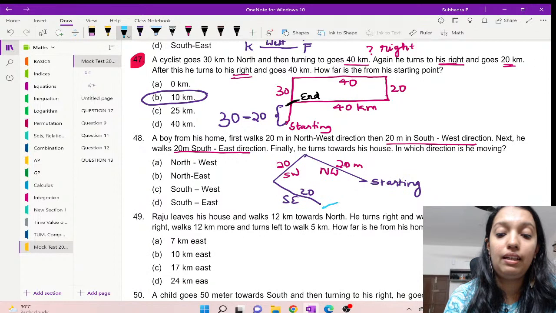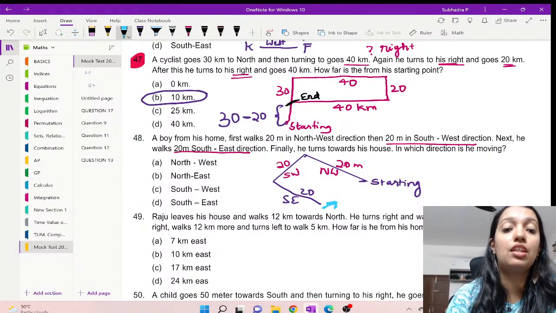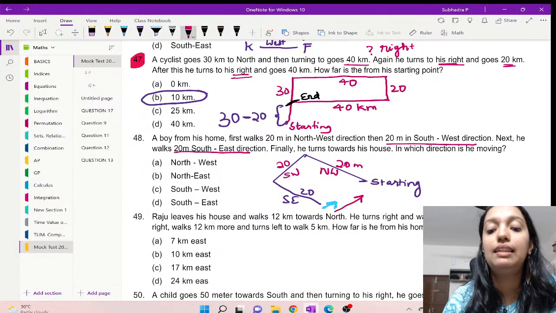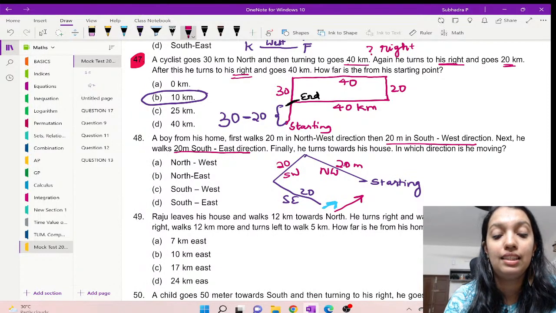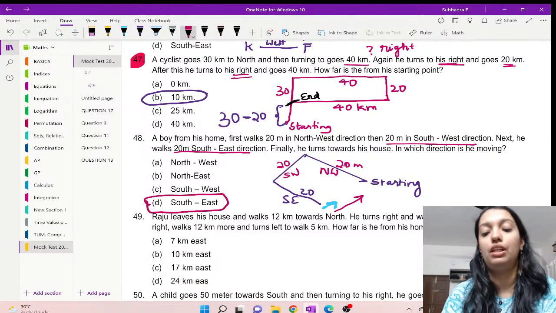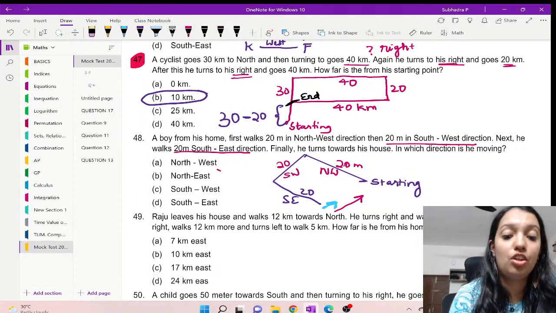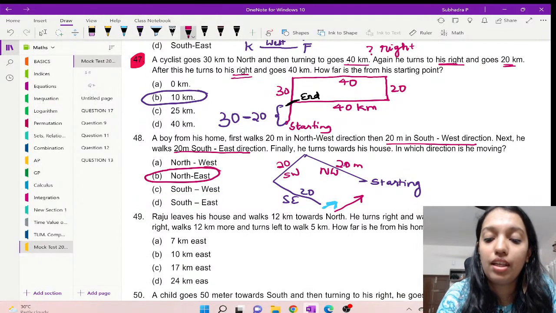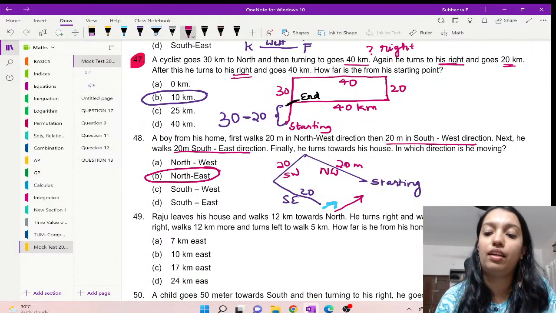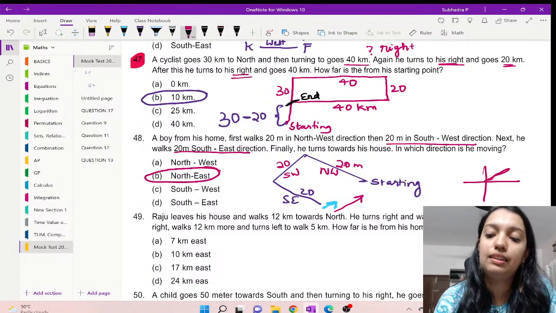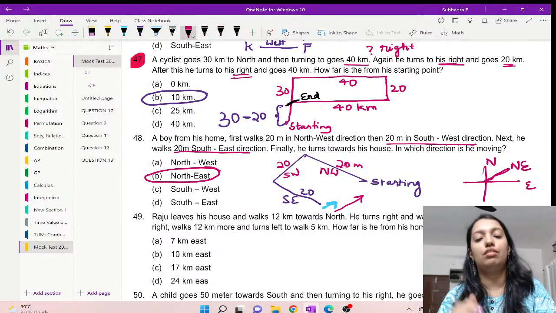The boy turns towards his home. So in which direction is he moving? Turns towards his home means he is moving in this direction. This direction is, option D. This direction is northeast direction. He is looking in this way, correct? So this direction is north and east, northeast direction.